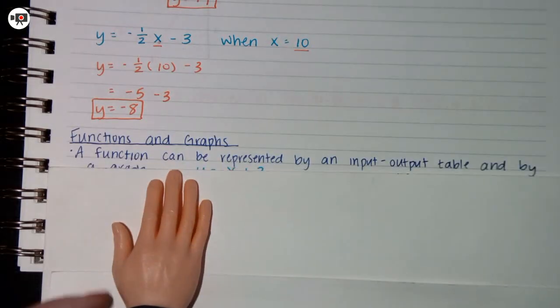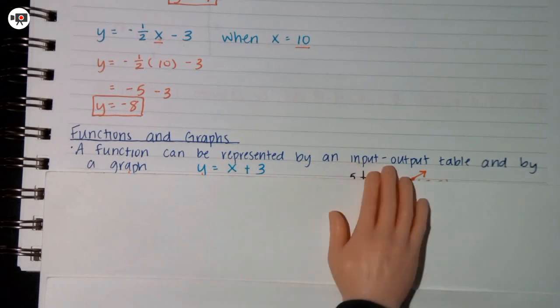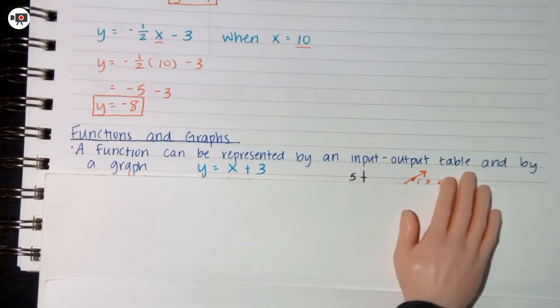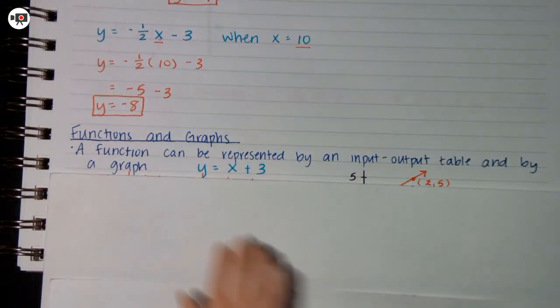Then we have functions and graphs. A function can be represented by an input-output table and by a graph. So we're going to make a table and then graph it for y equals x plus 3.